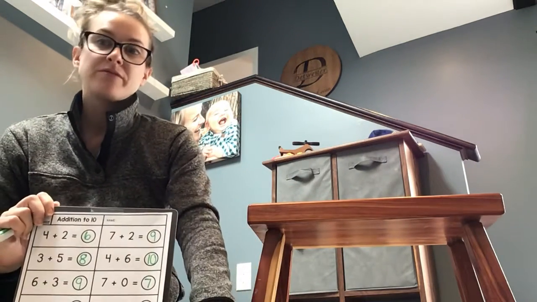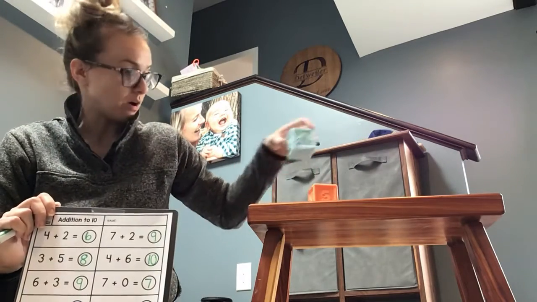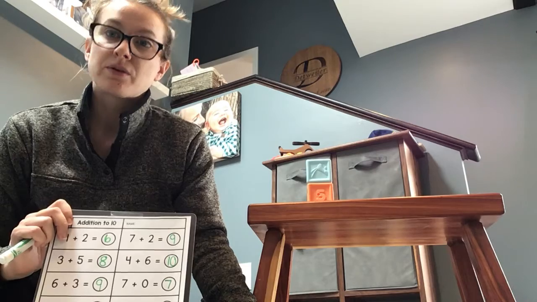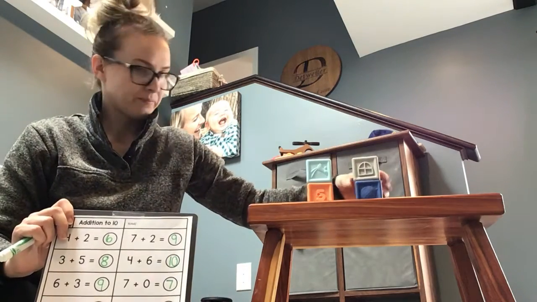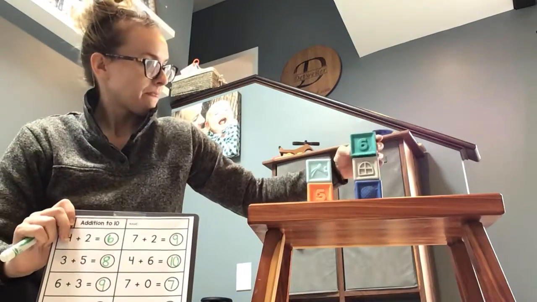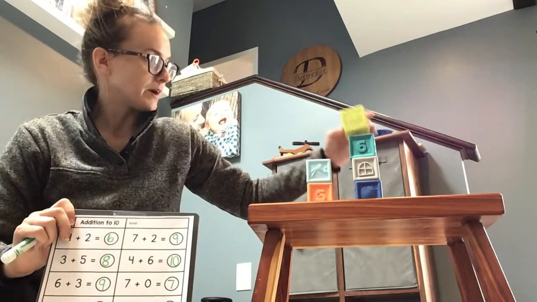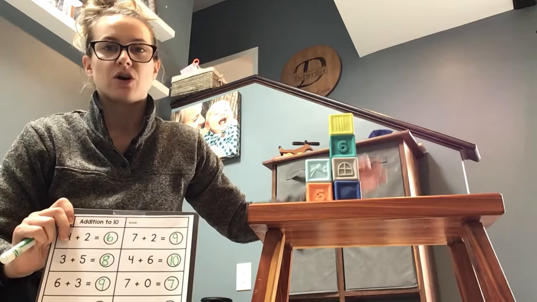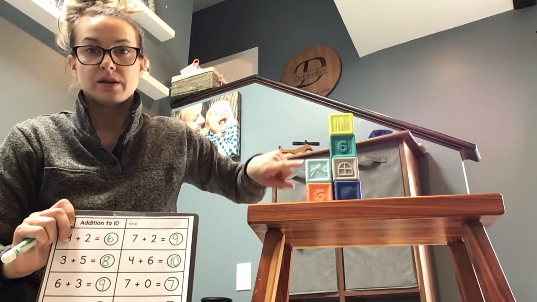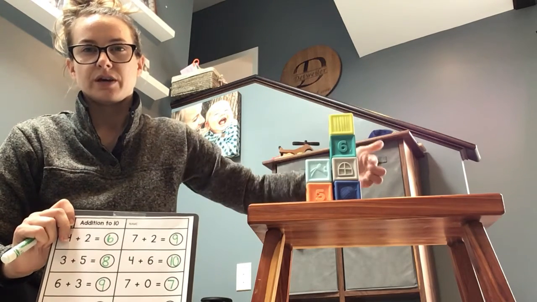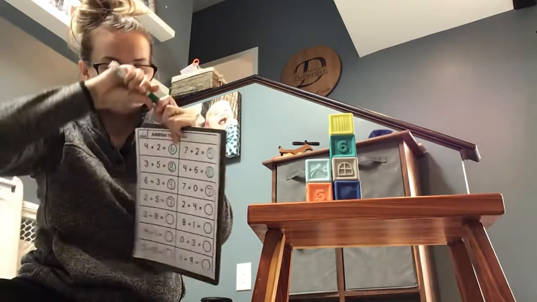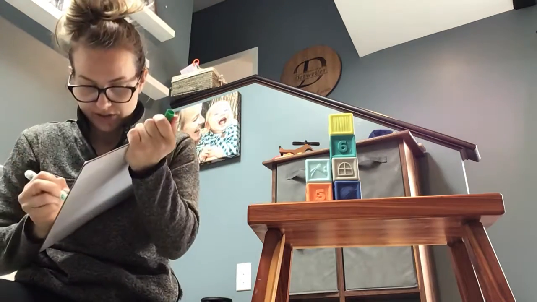We need a group of 2. Awesome. And our second group needs 4. Great job. Okay. Now when we're adding, we put 2 groups together and we count all together. 1, 2, 3, 4, 5, 6. Go ahead and write that answer in your circle. 6.